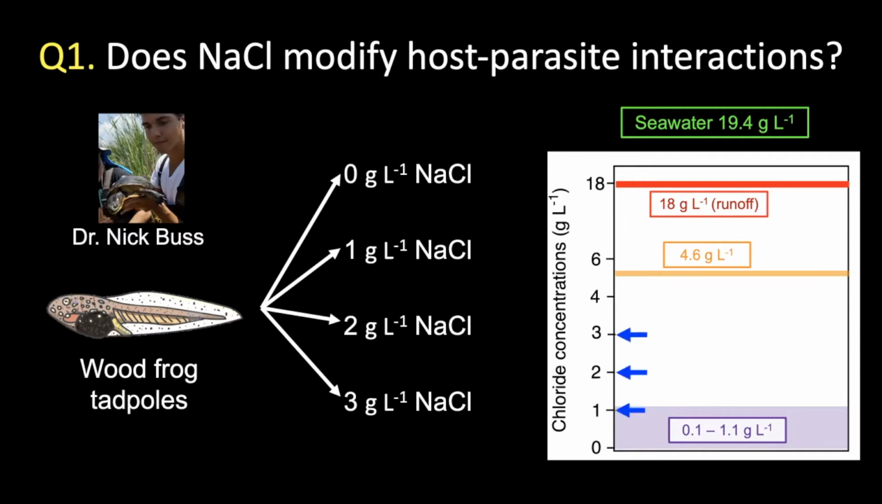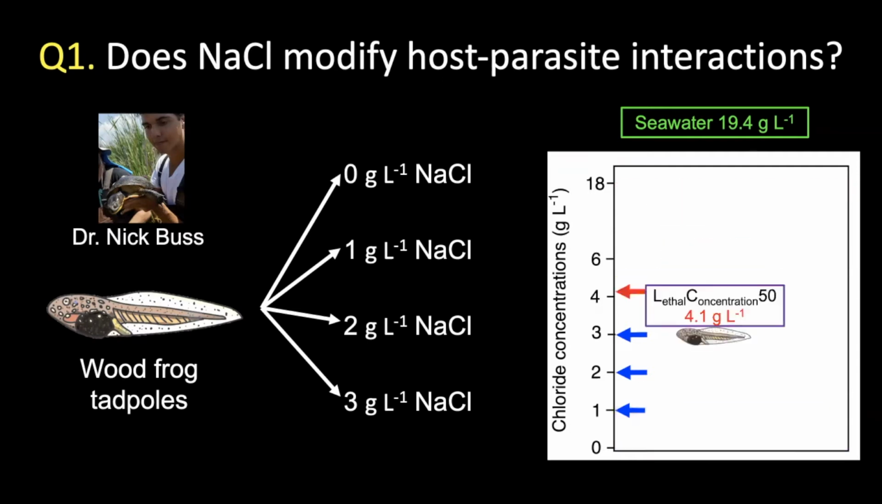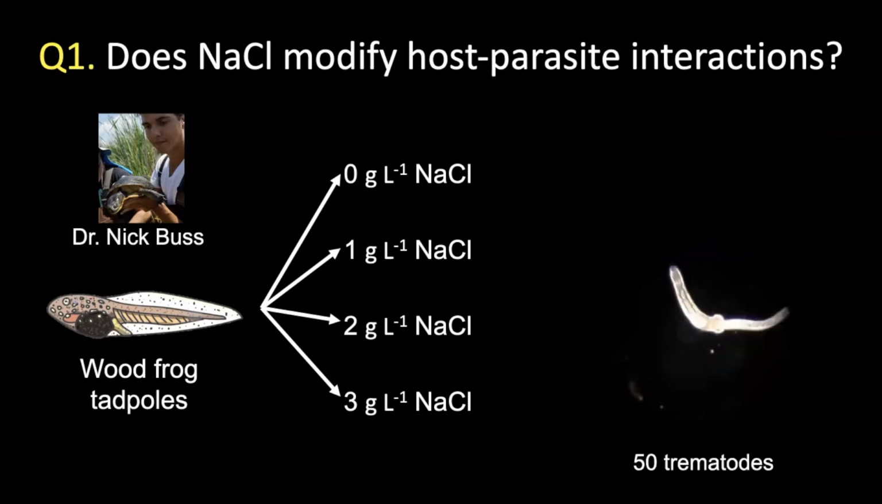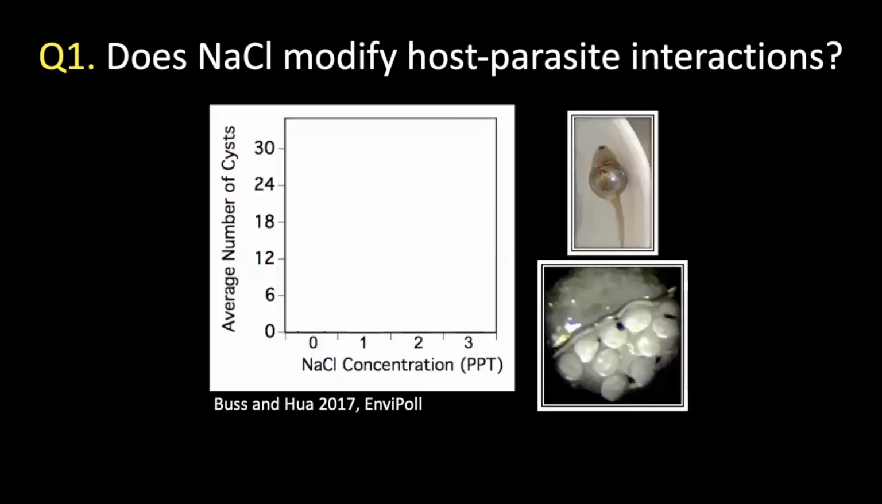So these concentrations are, first, environmentally relevant, including one that falls within the range that is commonly found in wetlands. And second, these concentrations are sublethal to our wood frogs. The lethal concentration for wood frogs is just above 4 grams per liter. After exposing wood frog tadpoles to these 4 different concentrations, Nick exposed them to 50 of the free-swimming trematodes. He then counted how many of these 50 trematodes successfully encysted in the kidney of the tadpole.